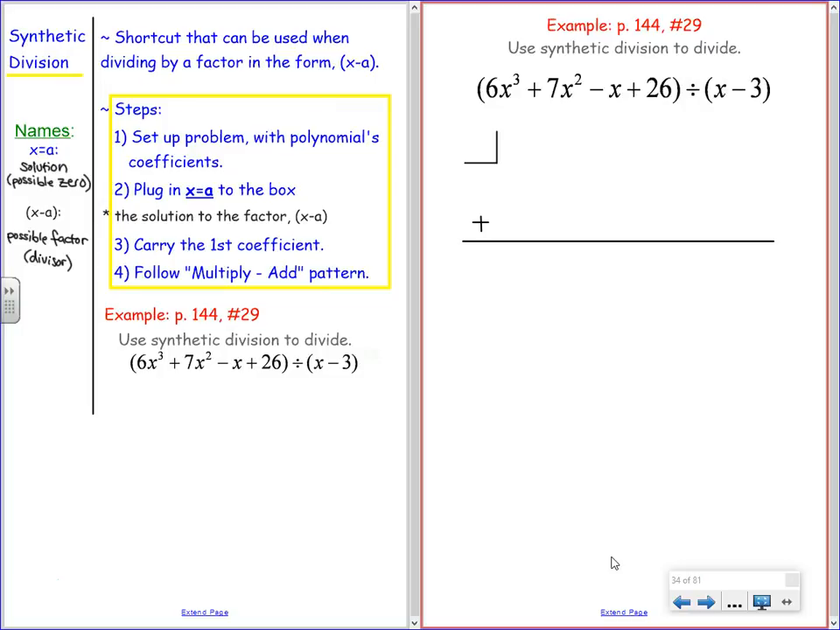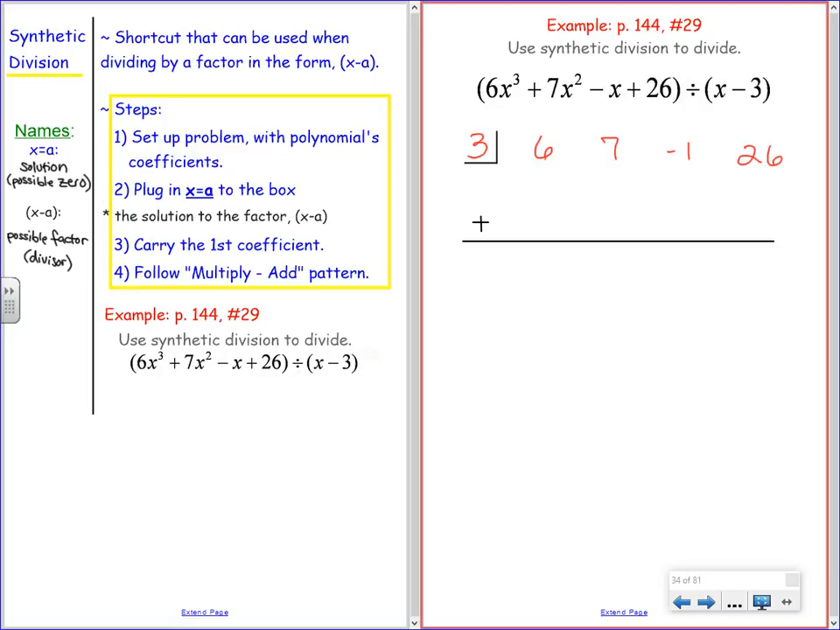We set up the problem with the polynomial's coefficients. So I put the 6, the 7, the -1, the 26. No zeros. Why? I went from cube to square to single to constant. There's no other term to be inside. Who do I put in the box? Positive 3. Do you see why? X minus a. I put a in the box, so therefore it's a positive 3. If you want to think of it as the opposite sign, just be careful. We have to take basically the solution to the factor. If we were to set this equal to 0, what number would we get? That's a 3, and we plug it in and we're done.